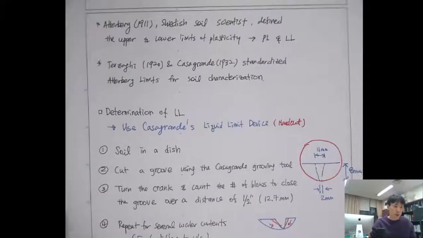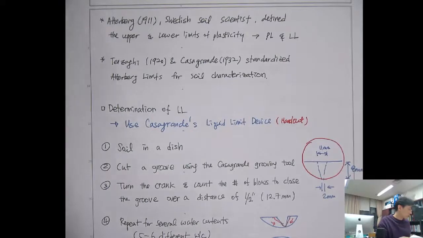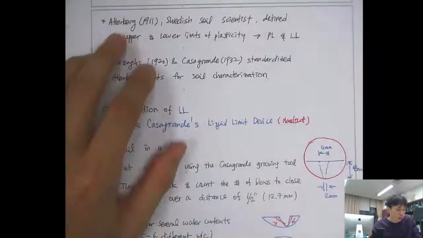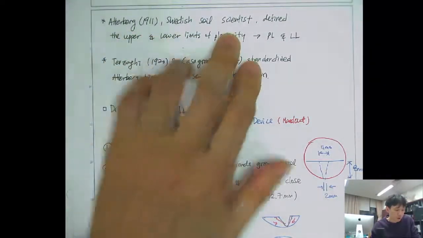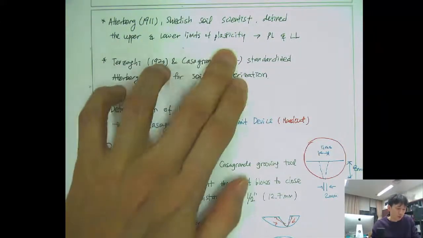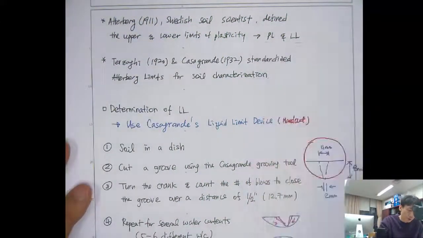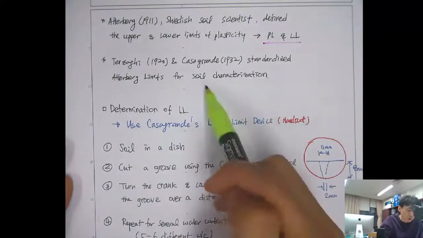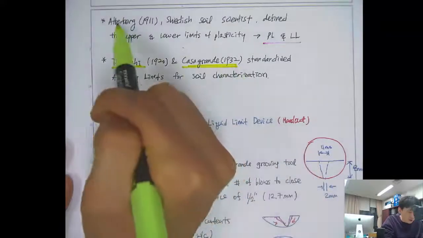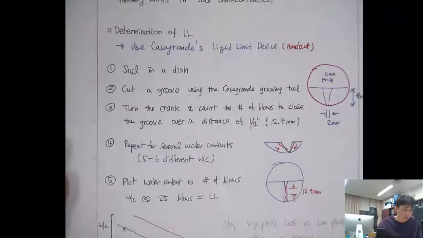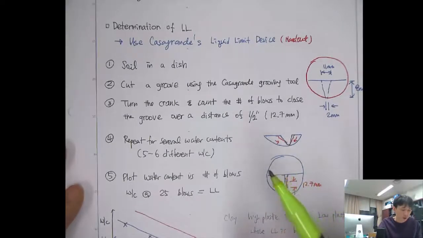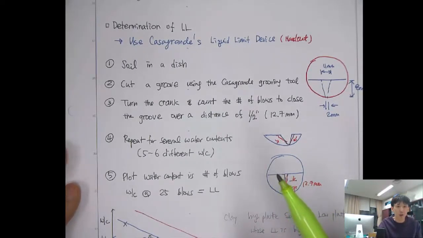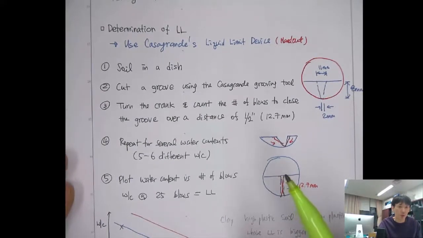So the Atterberg limits that I just told you, the shrinkage limit, plastic limit and liquid limit, were suggested by Atterberg, the Swedish soil scientist, who defined the upper and lower limits of plasticity, which are the plastic limit and the liquid limit. And Casagrande standardized these Atterberg limits for soil characterization in 1932. Since then, we have been using standardized testing devices to determine the liquid limit and the plastic limit.